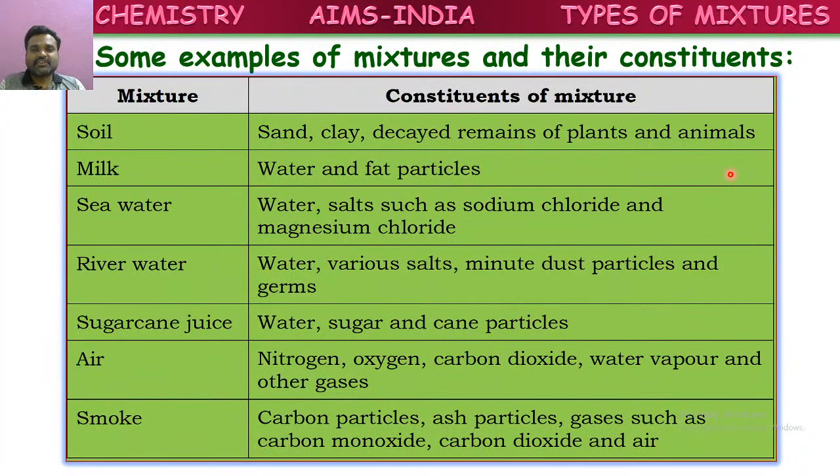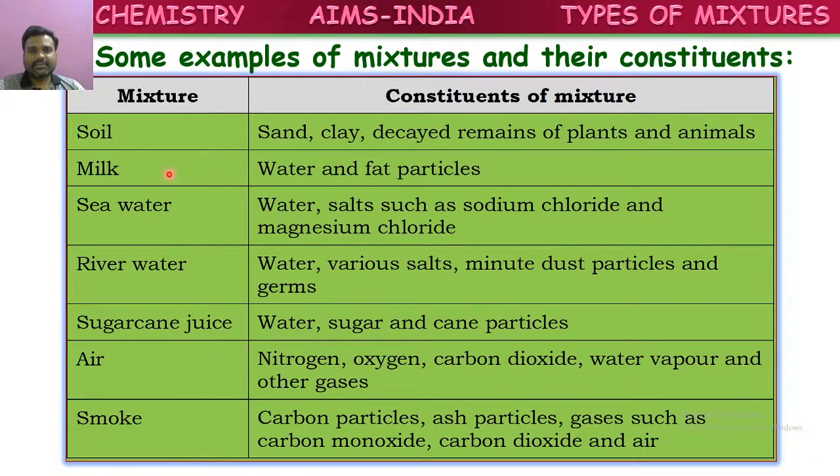Some examples for mixtures and their constituents are given here. Let us see those once again. Of course, we have seen about soil already. It is made up of sand particles, clay, decayed remains of plants and animals, and some stones. These all will be there in the soil. And if you see milk, it is made up of water and fat particles. Seawater, as we know, is salty because it contains large amounts of salts like sodium chloride and magnesium chloride dissolved. The larger quantity is sodium chloride, and the remaining salts are also present in smaller quantities, like magnesium chloride and potassium chloride.